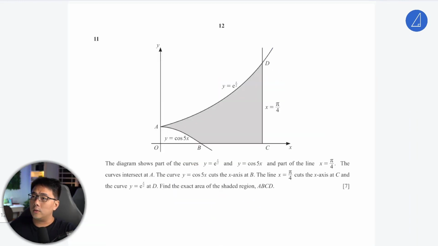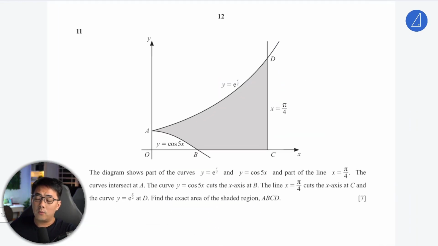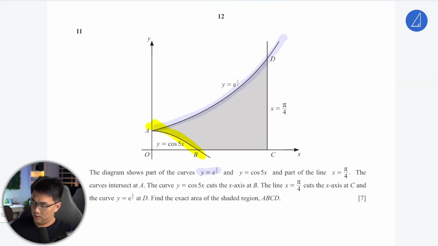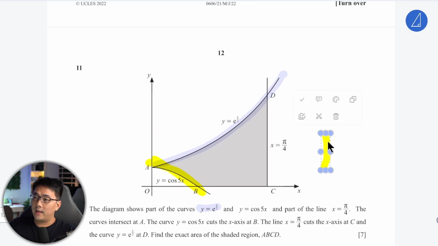All right. So let's look at this last question here. The diagram shows part of the curve y equals e to the power of half x, which is this curve here. All right, and the curve y equals cosine 5x, which is this curve here. And part of the line x equals pi/4, this is a vertical line, and the curve intersect at A, and the curve y equals cosine 5x cuts the x-axis at B, and the line x equals pi/4 cuts this curve here at D, and also the x-axis at C. Okay, great. So find the exact area of the shaded region.